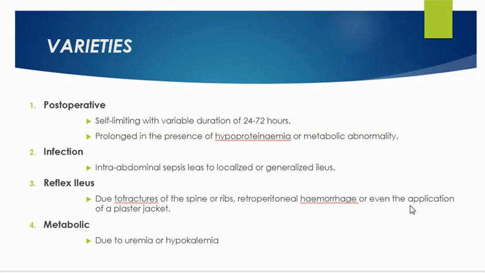The fourth variety of paralytic ileus is due to metabolic causes. Secondary paralytic ileus due to metabolic causes, uremia and hypokalemia are the most common contributory factors in this type of paralytic ileus.